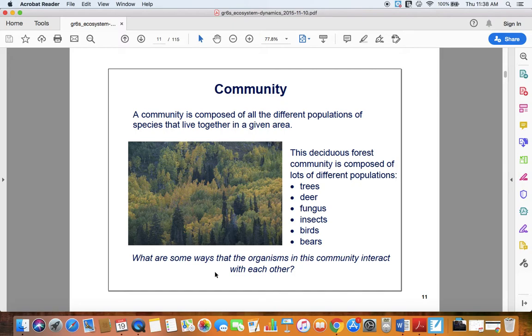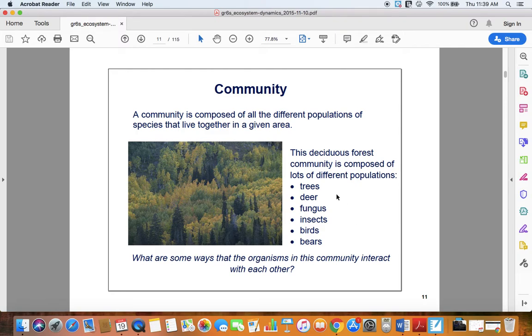A community. A community is composed of all the different populations of species that live together in the same area. It's all the living parts of an environment. So in this picture, you can see a deciduous forest community.